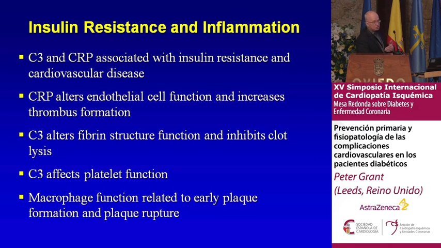Insulin resistance is also associated with changes in the inflammatory pathway, with changes in C3 and CRP, which are the fluid phase of inflammation, and changes in the macrophage, which I've already mentioned, all of which contribute to the development of vascular damage and indeed thrombus formation.